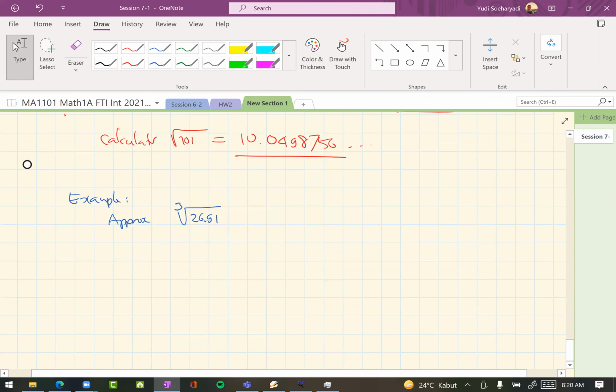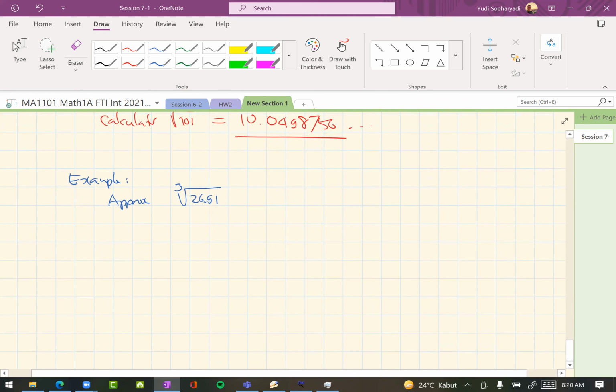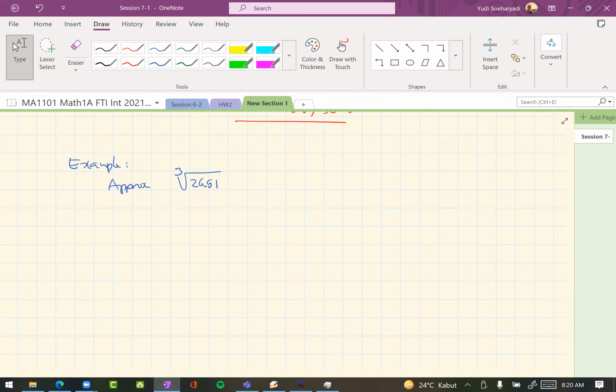All right, so because this is approximations, there is no whether it is correct or incorrect, but it is good or even better. Okay, better approximations. All right, so this one here.